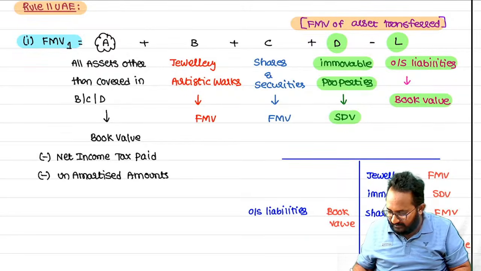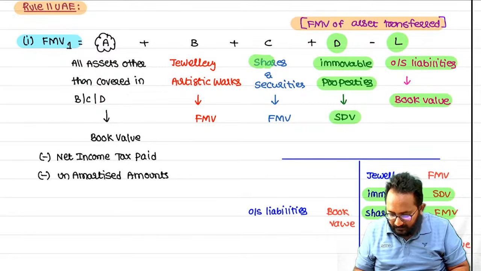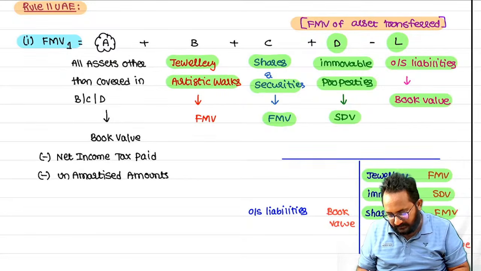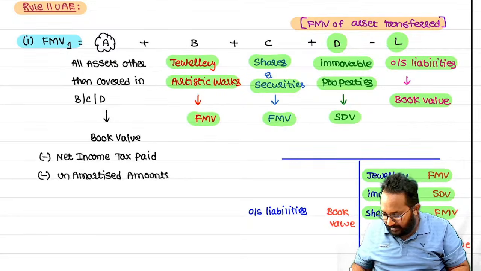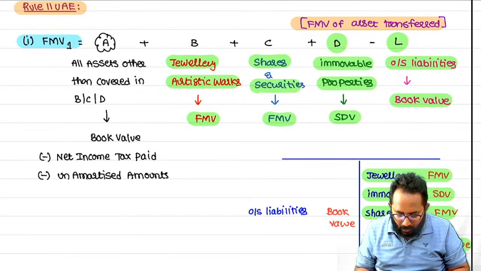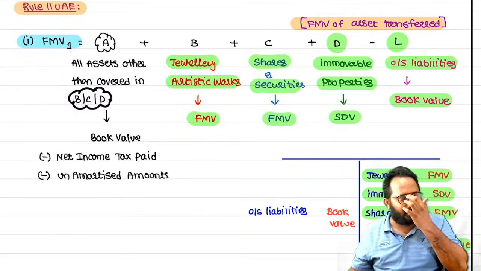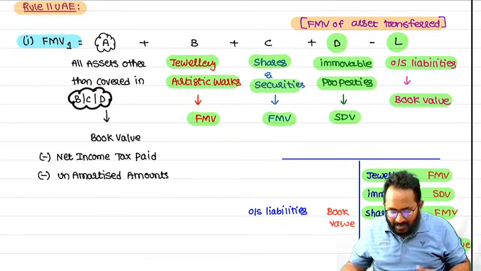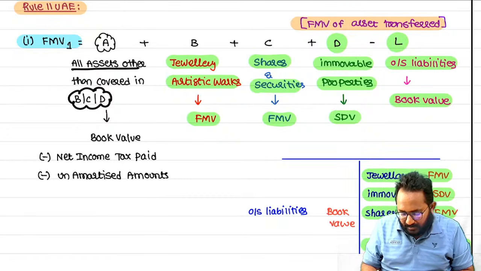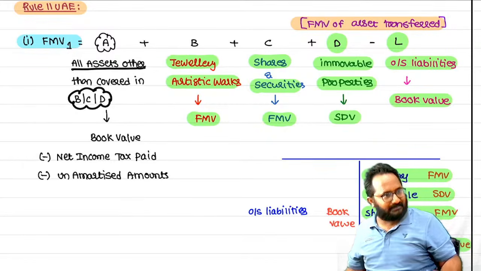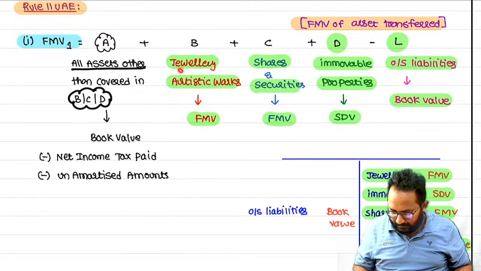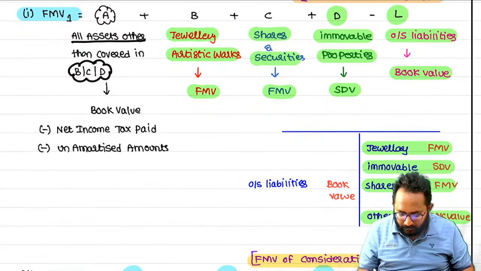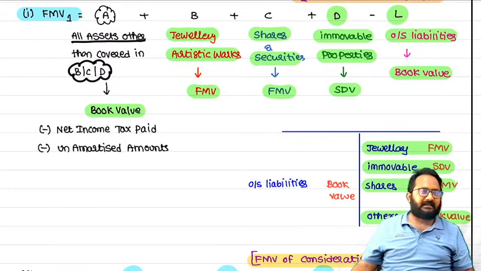Next one, if shares and securities are there in your balance sheet, what value can you take? Fair market value. Jewelry and any other thing, artistic works, etc. Fair market value. The remaining assets you can take at what? Book value. All assets means other than B, C, D. In B we cover the jewelry. C we cover the shares and securities. D we cover the immovable. Other than that, what other assets are there? Cash, bank balance, debtors, etc. Are these covered here? No. Stock also not covered. What value do we have to take? Book value.